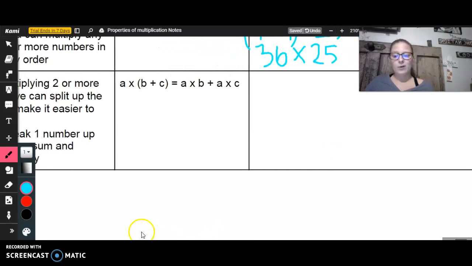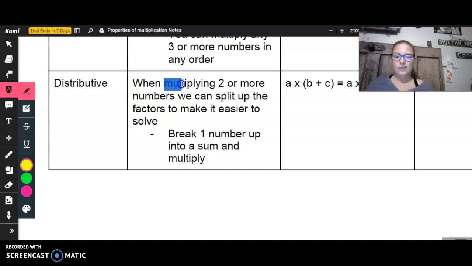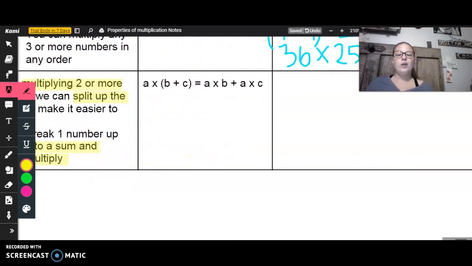Lastly, we have the distributive property. This is when we multiply 2 or more numbers. We can split them up into factors to make it easier to solve. So we can split up, and then you can do it into the sum and then multiply. So our variable example is a times, parenthesis, b plus c equals a times b plus a times c.